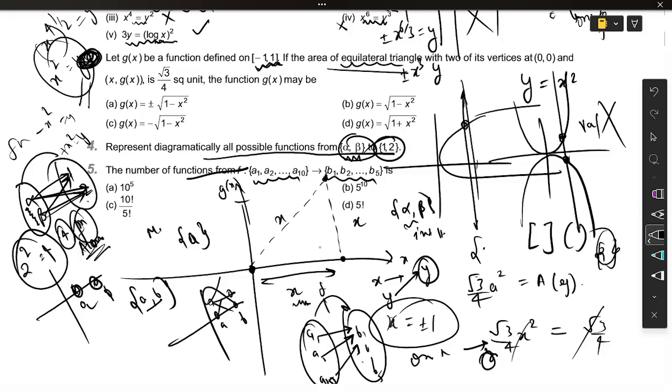So how it works: basically, we have the codomain, and this is the domain. What we say is that a1 has five possible choices, and for a2 we have five, for a3 we have five.